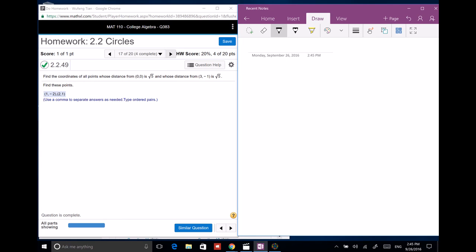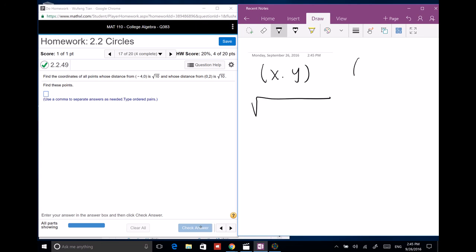Okay, so number 17 is very much like, I can do a similar exercise. It's pretty much like 15. You use the distance formula twice. Okay, so suppose x and y are your coordinates. So use the distance formula. The first one, 2, -4, 0. The distance is square root of 10. And another one is 0, 2, square root of 10. So now use distance twice.